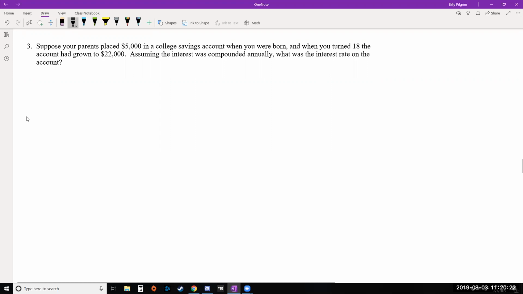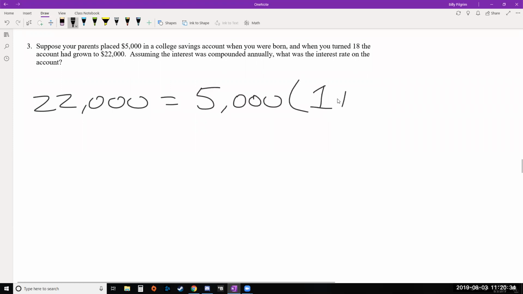So let's go ahead and set this up, starting with A, our future value, which is the 22,000, equals P, our principal, which in this case is 5,000. We have 1 plus R. Remember, R is what we're after, the growth rate here, and this is going to be raised to the 18th power because it was 18 years after. We want to solve this for r.